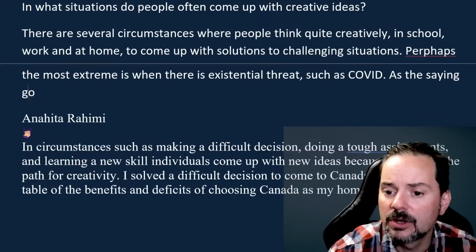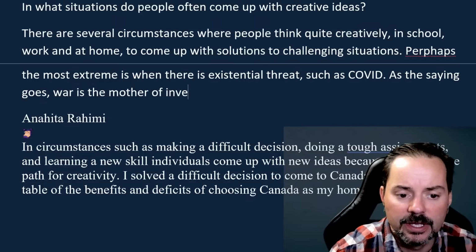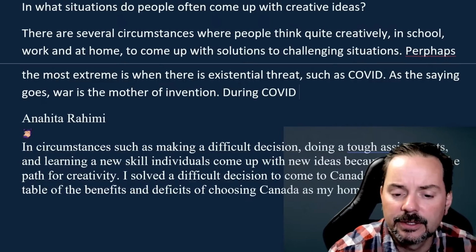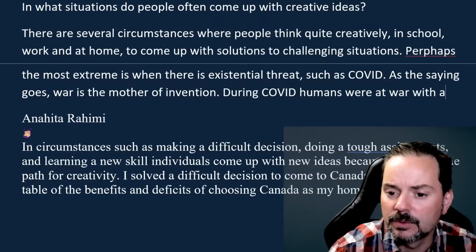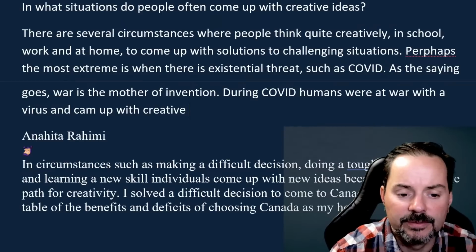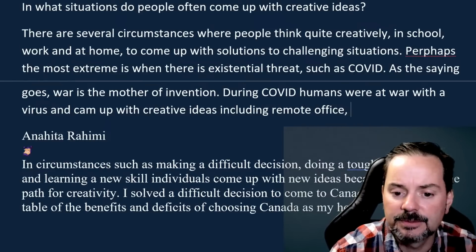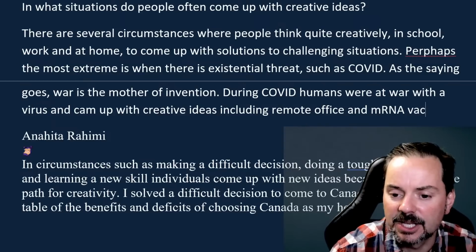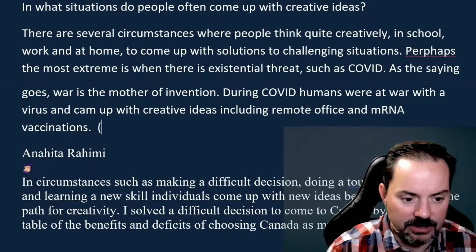As the saying goes, war is the mother of invention. During COVID, humans were at war with the virus and came up with creative ideas, including remote office and mRNA vaccinations. All right, now that's a hyper advanced answer.